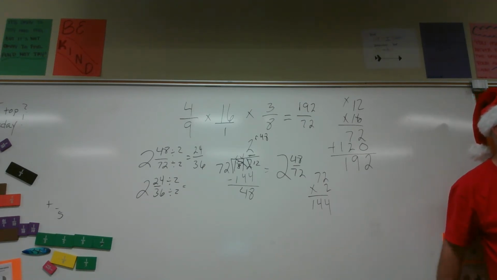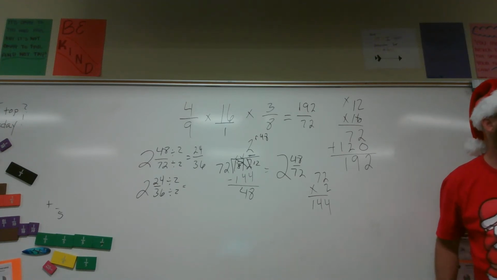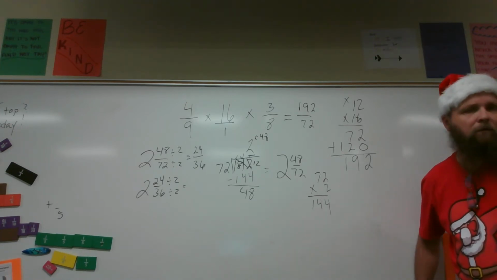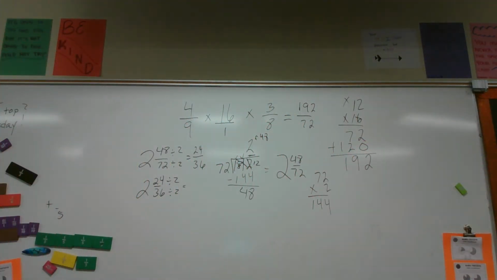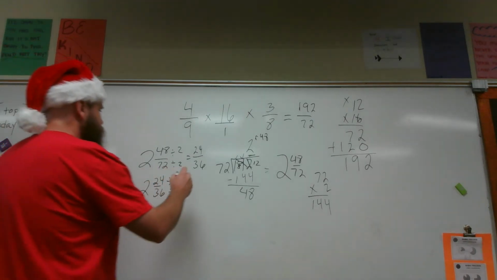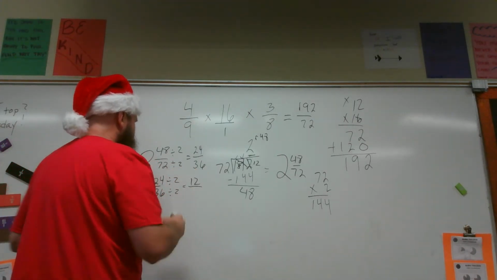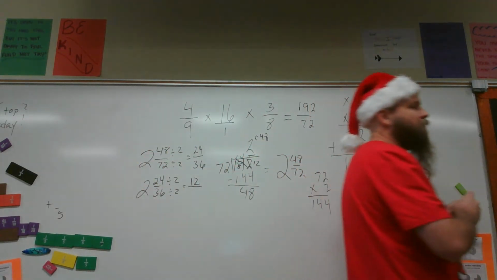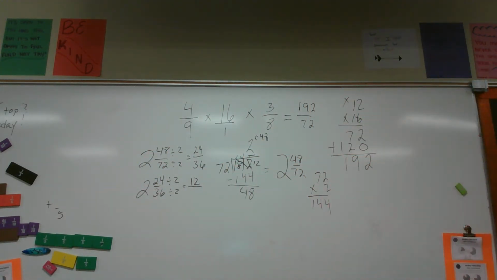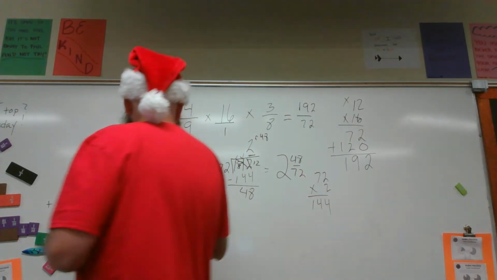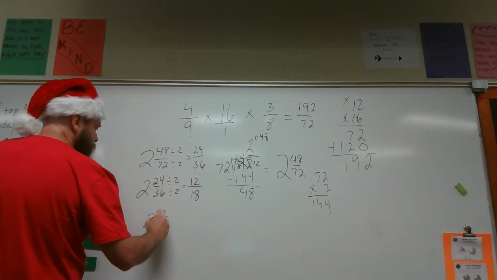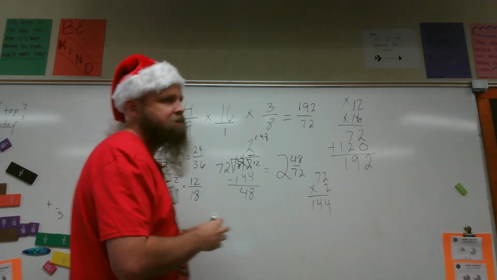If you need to work it out, work it out. 12. So now I have 2 and 12. What is 36 divided by 2, Heron? 18. So now I have 2 and 12 eighteenths.